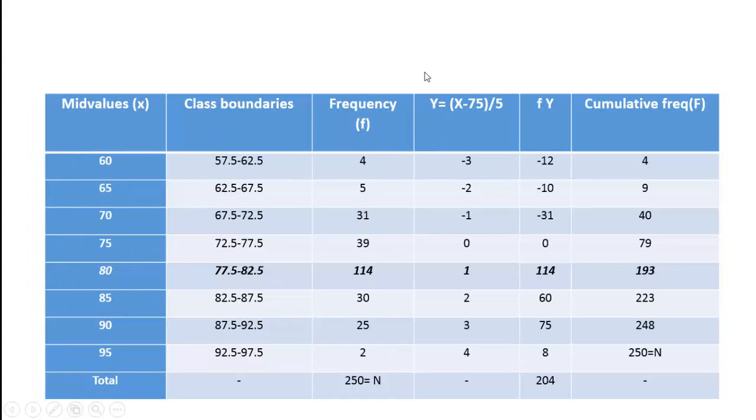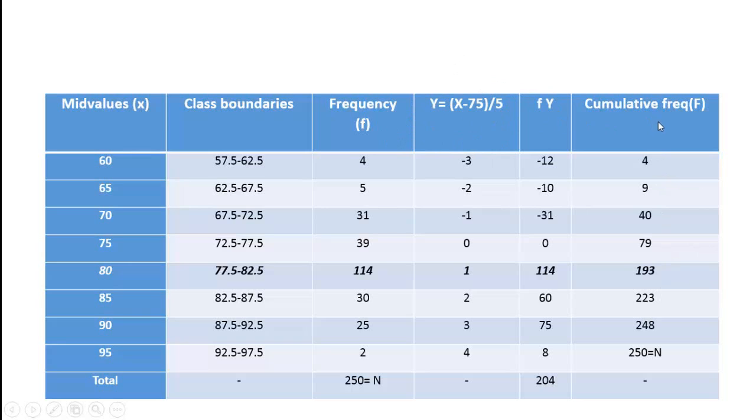Here this is an interesting method. You can take a transformation of variables by simply introducing a new variable, say y. Here y is defined as (x minus 75) by 5. Thus our observations become minus 3, minus 2, minus 1, 0, 1, 2, 3, 4 instead of 60, 65, 70, 75, 80, 85 and all this. Actually we take this transformation just to make our computation easier. Now calculate this product f into y, and now you have to calculate cumulative frequencies.